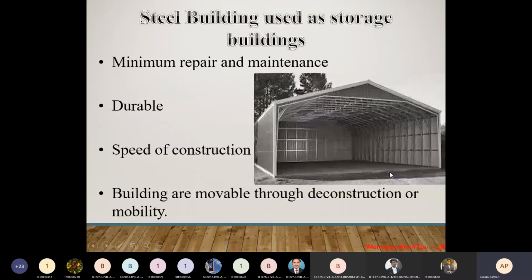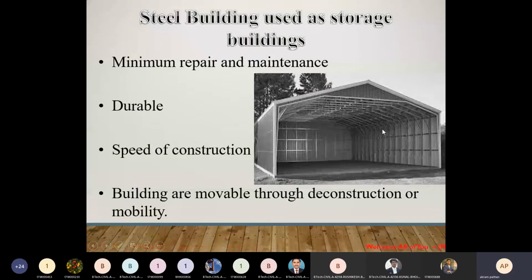Then the steel building used as a storage building. For example, in this photograph, if you see here, this is an industrial shade, or you can say a small shade. This kind of shade is constructed with the help of steel, and it is used for the storage of any materials. For example, if you want to store cement or steel, we can store it in this shade. So this is the shade which is made with the help of steel.